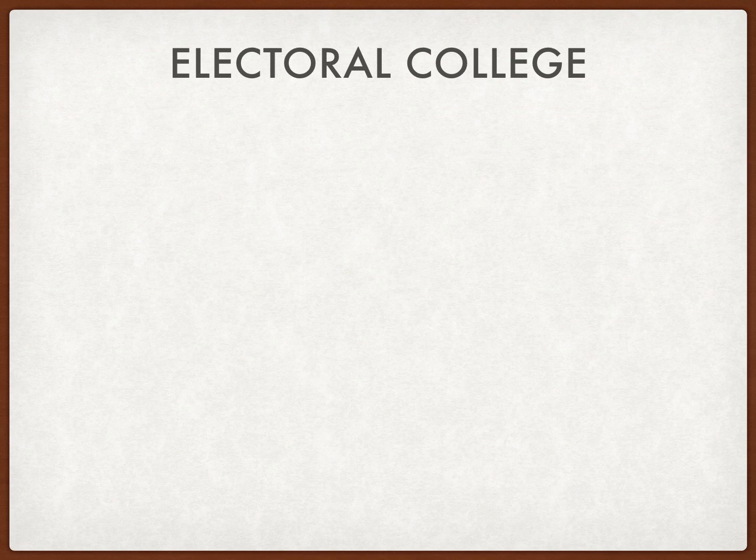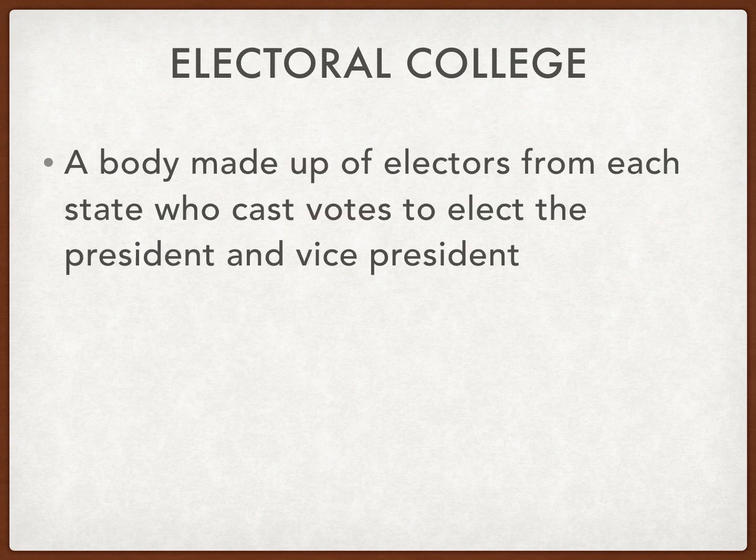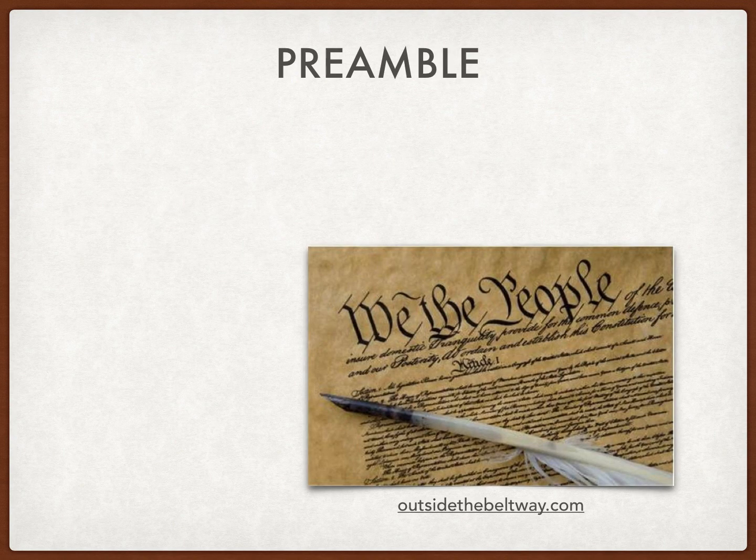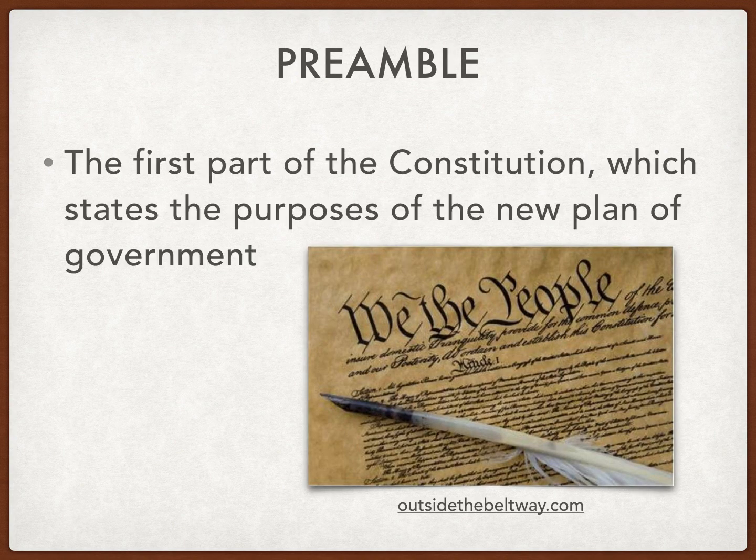The Electoral College. The Electoral College is a body made up of electors from each state who cast votes to elect the president and vice president. Preamble. Pre means before, right? So think early, the first part of the Constitution, which states the purposes of the new plan of government.